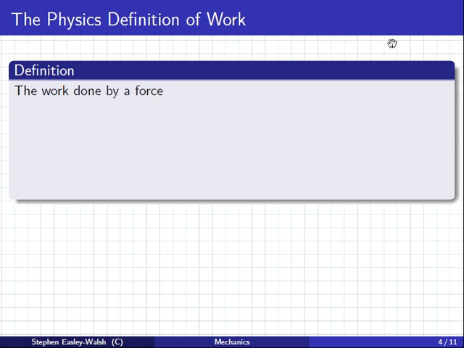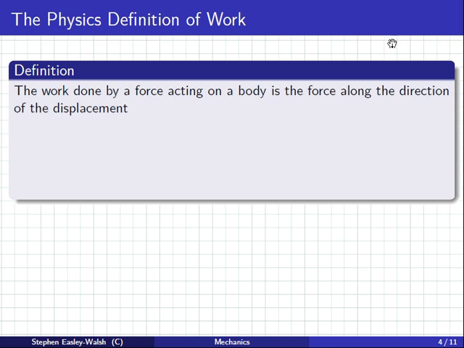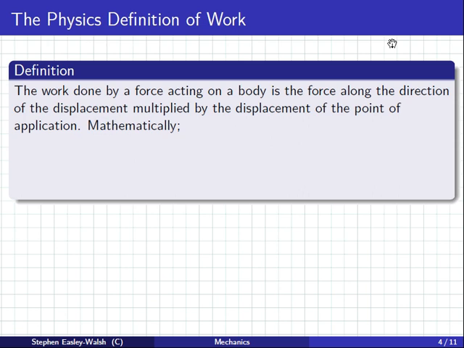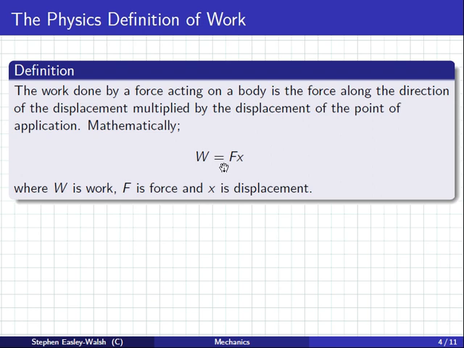The work done by a force acting on a body along the direction of displacement multiplied by displacement is the work. Simply, as a formula, work is force times distance. So work is the product of force and distance. If you were to look at this formula, what would be the unit for work? Newton meters, yeah. The units are Newton meters.